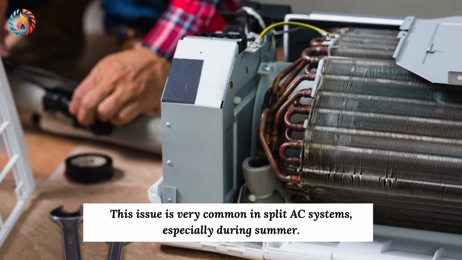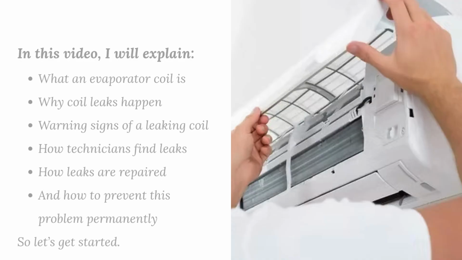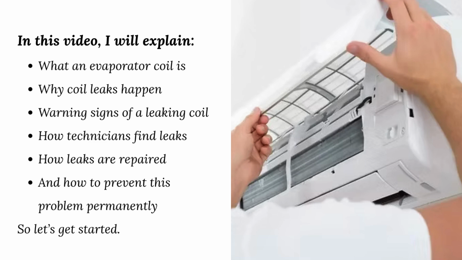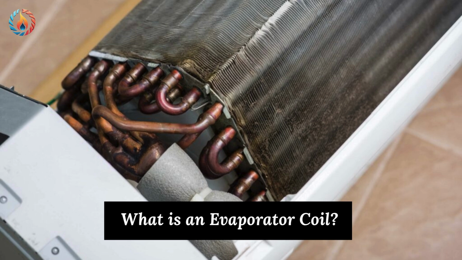This issue is very common in split AC systems, especially during summer. In this video, I will explain what an evaporator coil is, why coil leaks happen, warning signs of a leaking coil, how technicians find leaks, how leaks are repaired, and how to prevent this problem permanently. So let's get started. What is an evaporator coil?